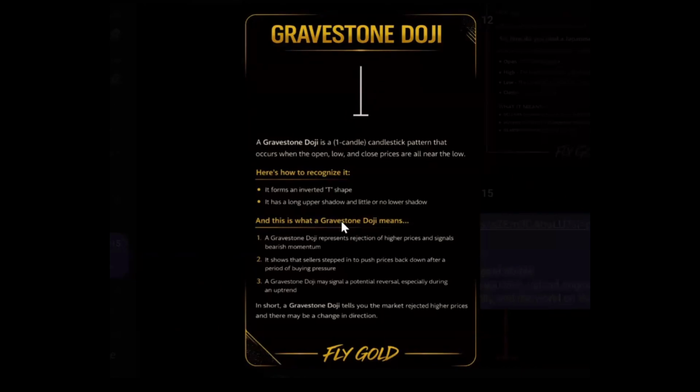And this is what a gravestone doji means. A gravestone doji represents rejection of higher prices and signals bearish momentum. So it wants to sell. It shows that sellers stepped in to push prices back down after a period of buying pressure. A gravestone doji may signal a potential reversal, especially during an uptrend.